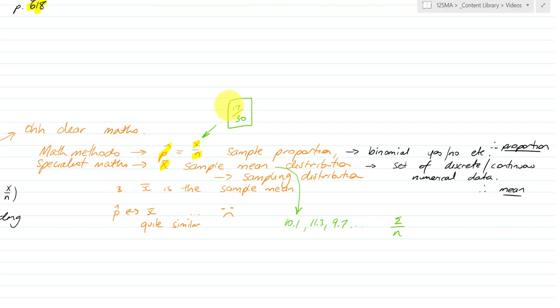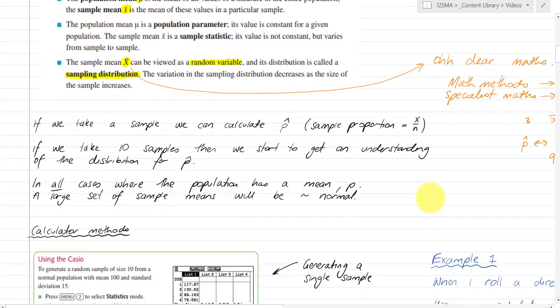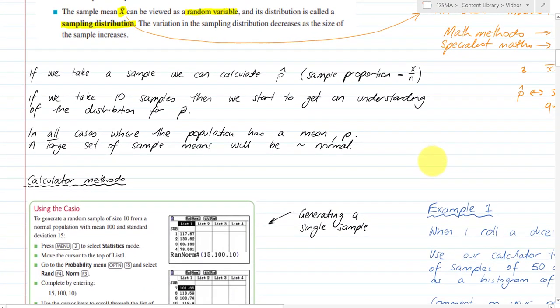You've counted how many things meet a certain criteria, whereas a sample mean hasn't really got anything to do with counting necessarily. So there's the difference, but they are quite similar. So just keep that in mind as we go. Now, if we take a sample, we can calculate p hat. We know that. This is a reminder of our working methods, and important to know.